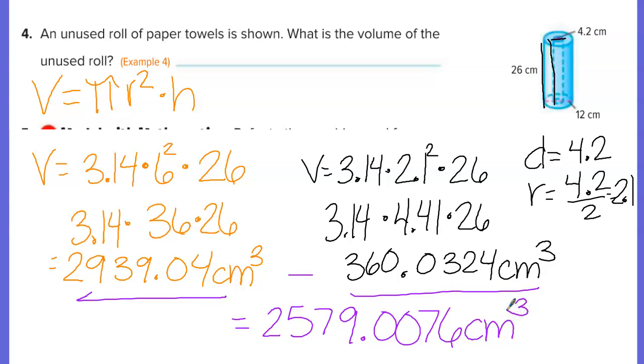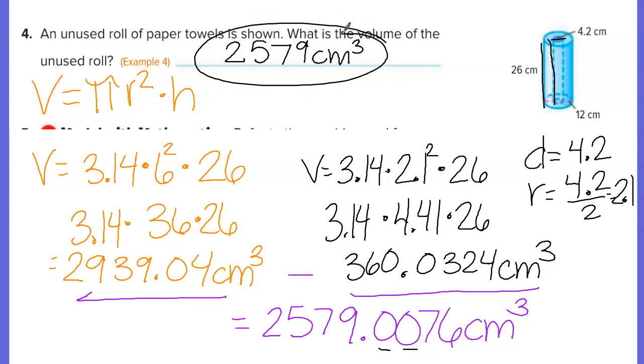But the directions, do they say to round it to the nearest tenth? Directions do say up top to round it to the nearest tenth, so my final answer is going to be 2,579, because this 0 tells the other 0 to stay the same, centimeters cubed. So again, there's a little more work to that, but as long as you're keeping yourself organized, you should be able to just kind of follow the sequence and find your answer.